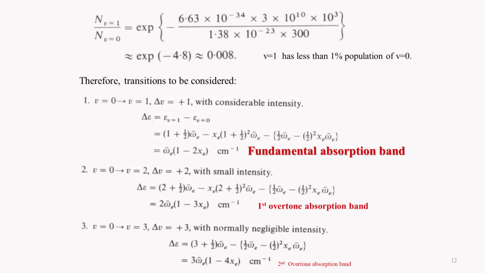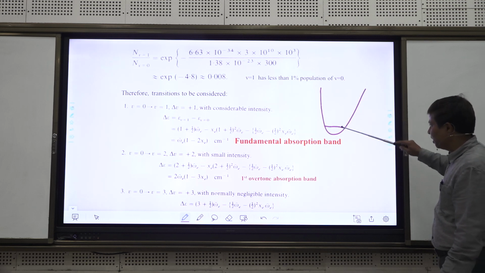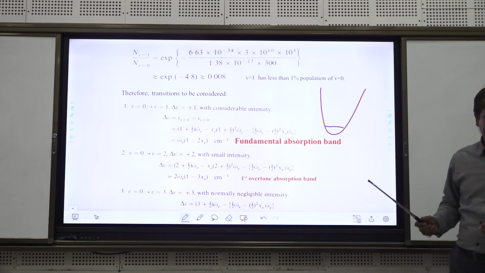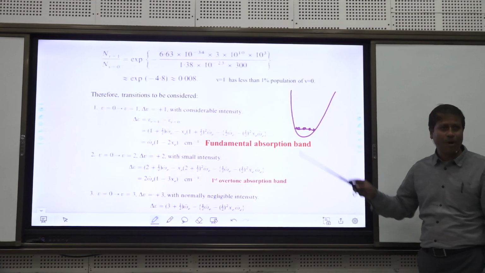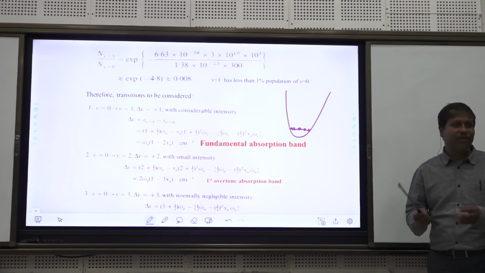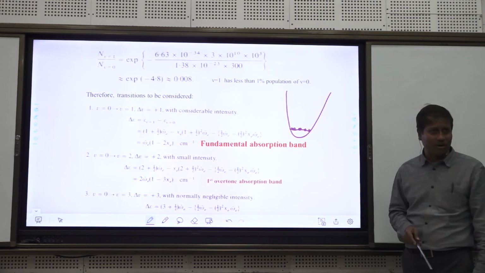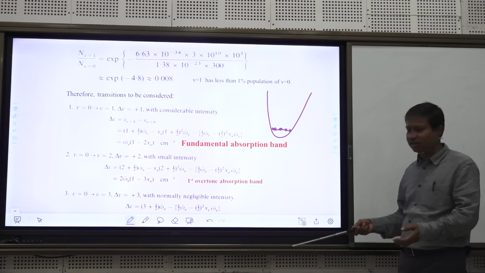If every transition is allowed, then it is much more complex, so let us simplify the situation. As we discussed in the last class, what guides the intensity? Intensity is guided by the population of the originating state. So how much is the population? If the population is high, then if everything is satisfied, you can expect higher intensity. If the population is not there, then even if it is allowed, you cannot expect much intensity.